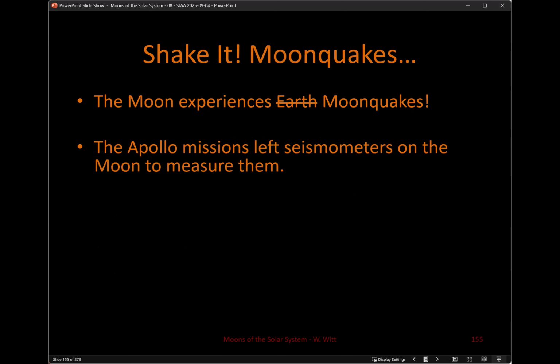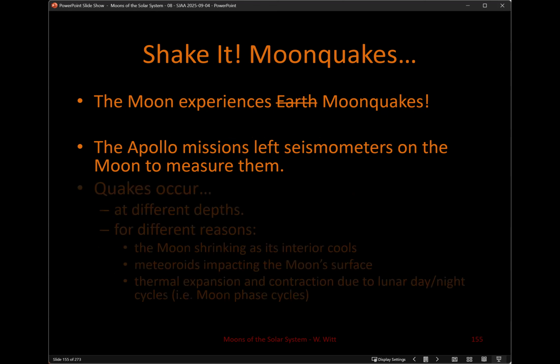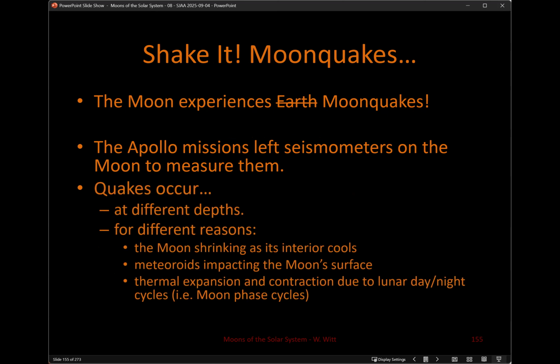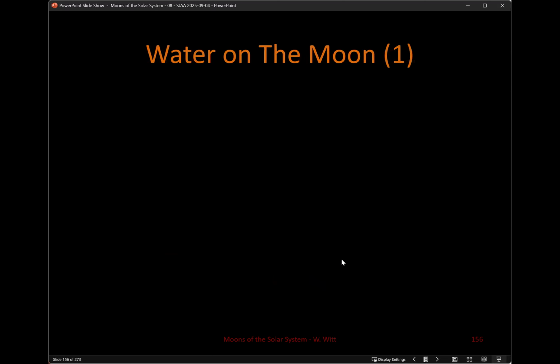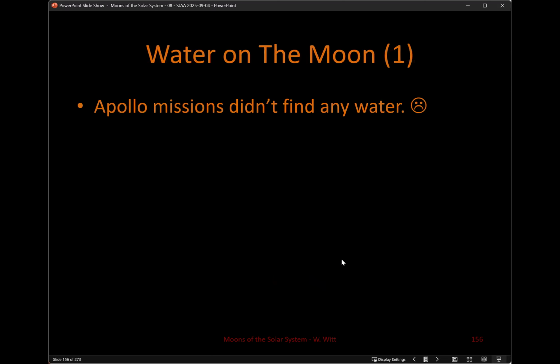And the moon experiences moonquakes. The Apollo missions left seismometers on the moon to measure them, and they occur at different depths, and we know they occur for different reasons. For example, the moon is shrinking as its interior cools. Things hit it, right, and that can cause a quake. And there can also be thermal expansion and contraction as the moon goes through its dramatic day-night cycle with its really different temperatures.